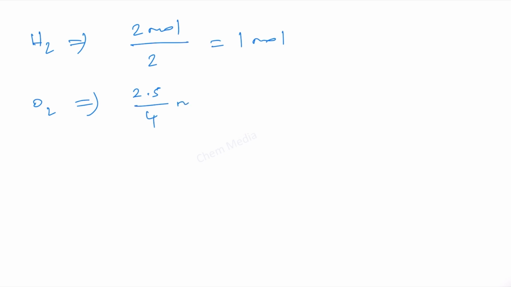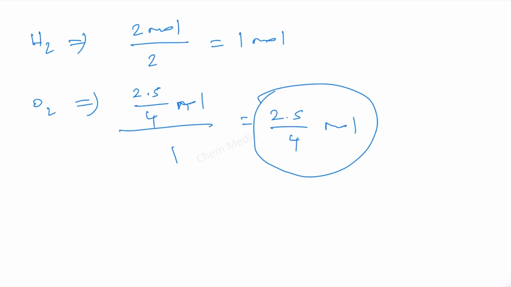Therefore, let us determine which one is the limiting reagent here. For H2, we got 2 moles. Stoichiometric coefficient is 2. Therefore, that will become 1 mole. For O2, it will be 2.5 divided by 4 mole is what we got, whole divided by 1, and that once again will become 2.5 divided by 4 mole. Obviously, 2.5 divided by 4 is smallest, isn't it?